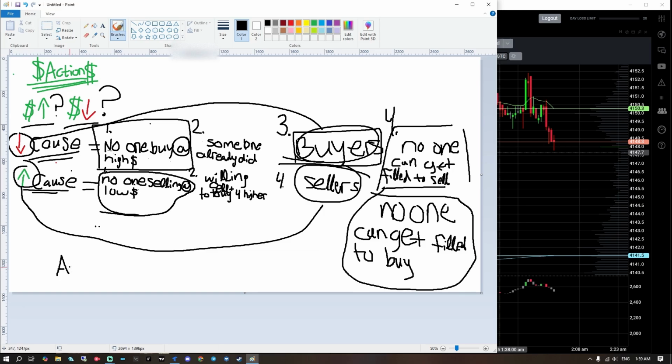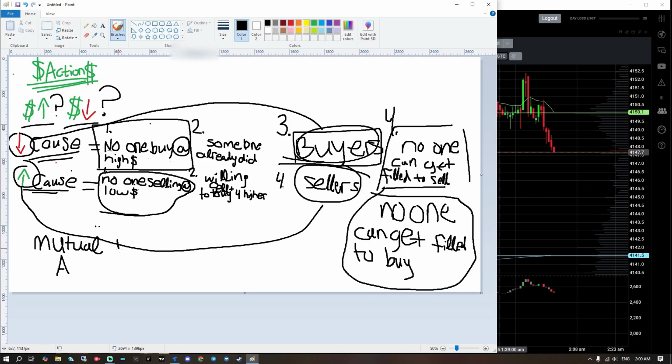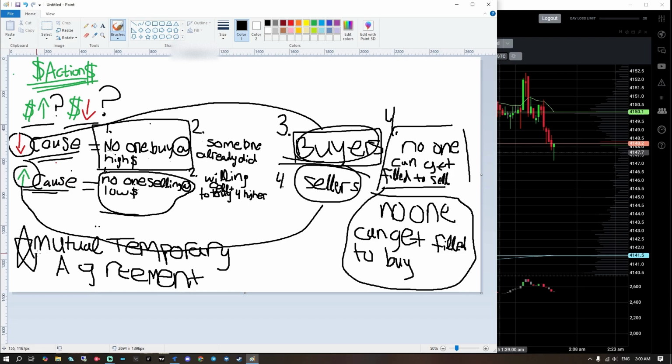It's all about mutual, temporary, right? There's another thing. Temporary agreement. I'm like, why do my letters look so bad? Okay. Mutual temporary agreement. Whenever people can agree on a price, right? That's a very simple way to put it. Let's put some stars around this guy, right? Okay. Mutual temporary agreement.